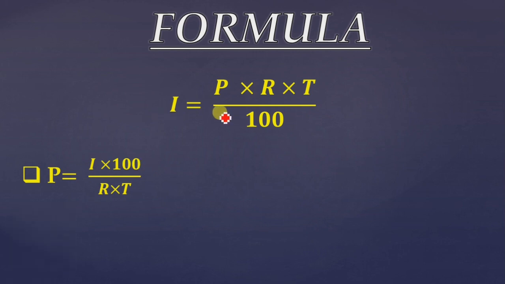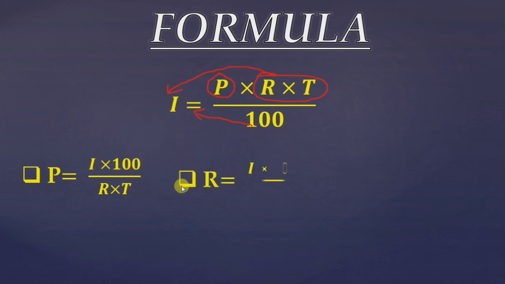Okay, let me tell you. I need to find the value of P. So by cross multiplication, this 100, when it goes here, becomes a numerator. So I into 100. And this R into T, here it is in the denominator, when it goes this side, it becomes a numerator. So P is equal to I into 100 divided by R into T.